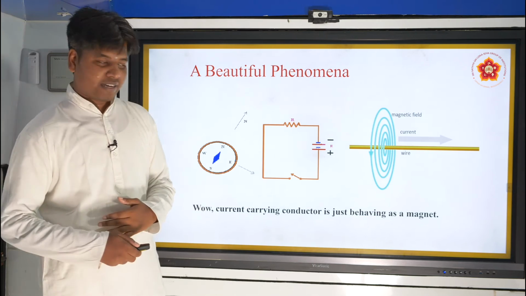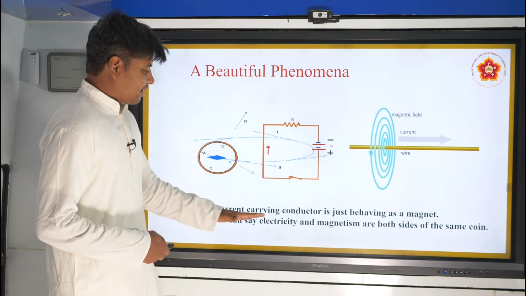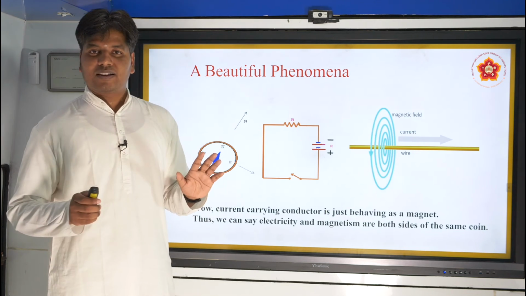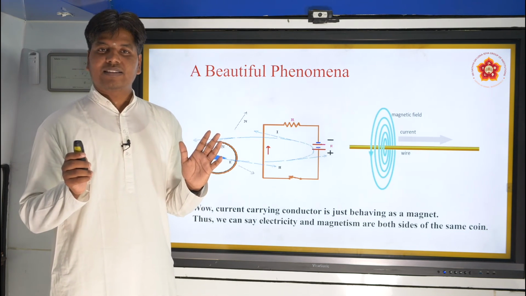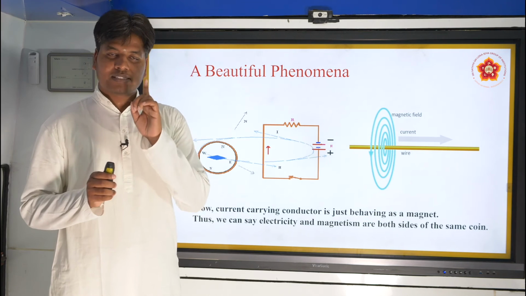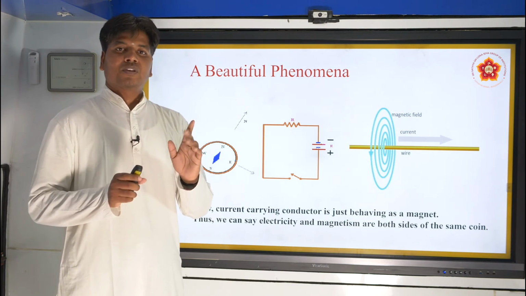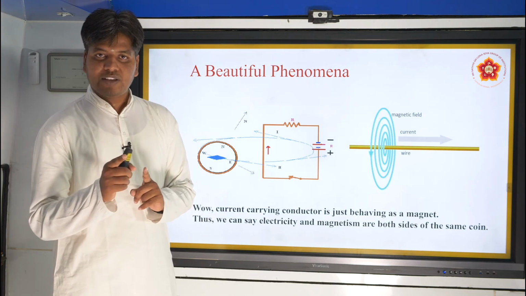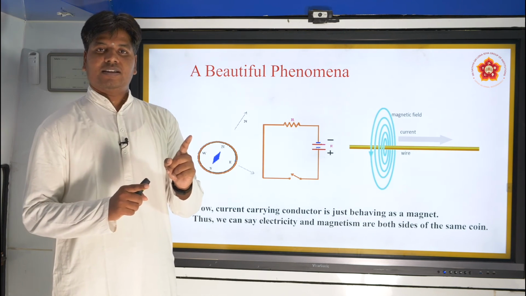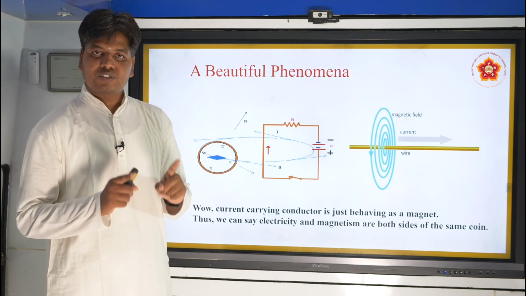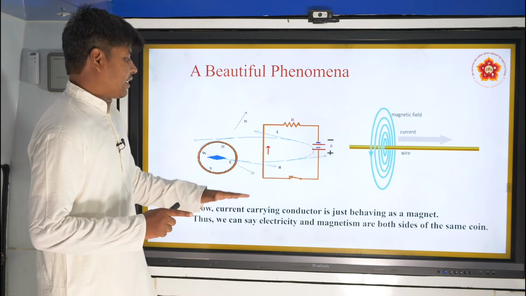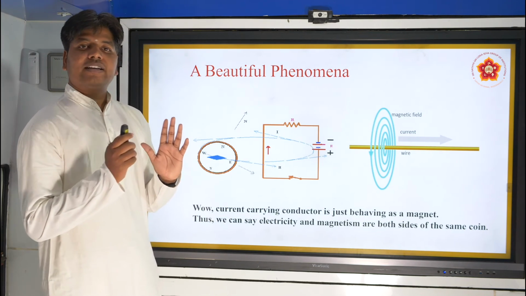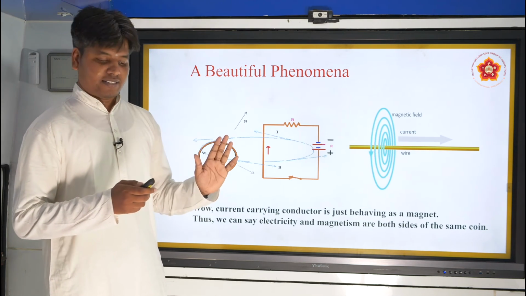Thus, we can conclude electricity and magnetism are both sides of the same coin. They are not different entities. If electricity is there, you can see the magnetic field around it. If there is a changing magnetic field, you can see electricity around it, an electric field around it. So these two are coupled. These two are not different entities, they are interlinked with each other.